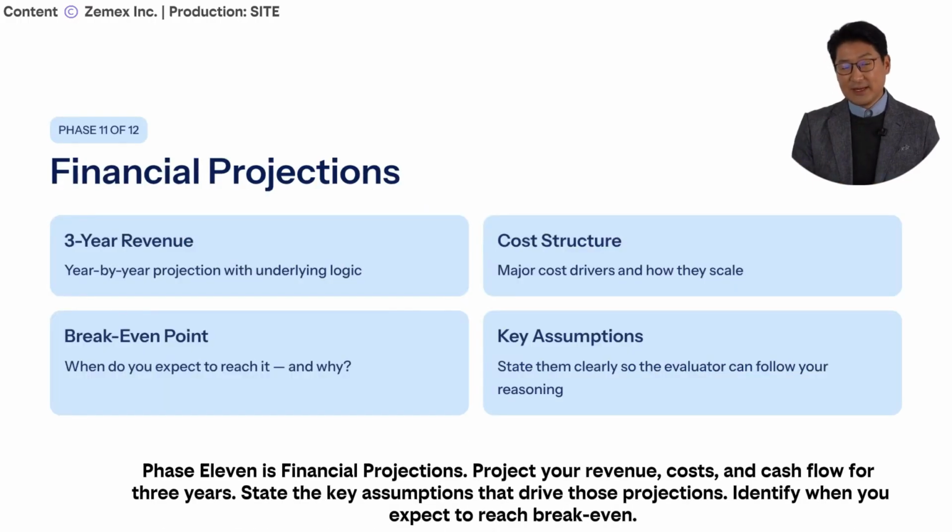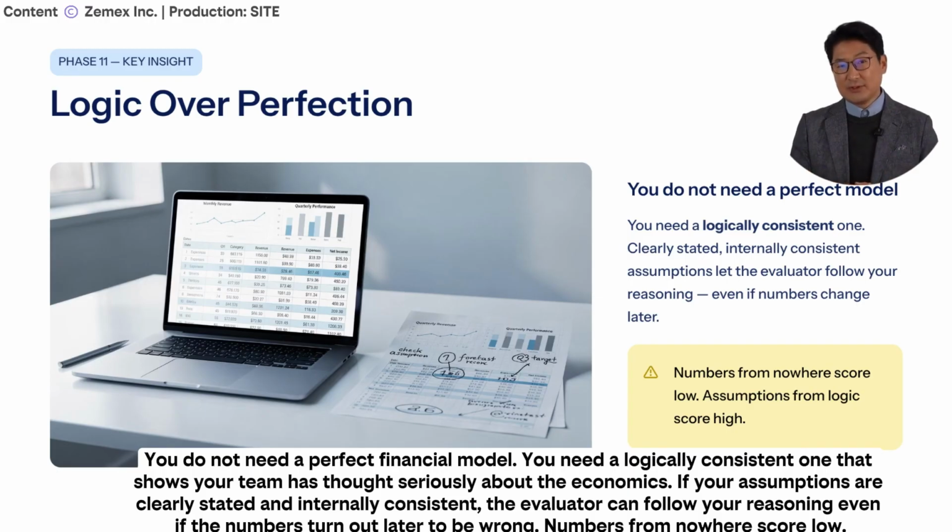Phase 11 is financial projections. Project your revenue, costs, and cash flow for 3 years. State the key assumptions that drive those projections. Identify when you expect to reach break-even. You do not need a perfect financial model. You need a logically consistent one that shows your team has thought seriously about the economics. If your assumptions are clearly stated and internally consistent, the evaluator can follow your reasoning even if the numbers turn out later to be wrong. Numbers from nowhere score low.